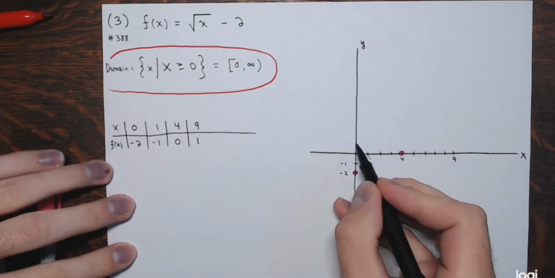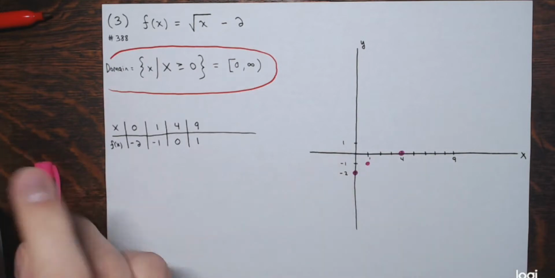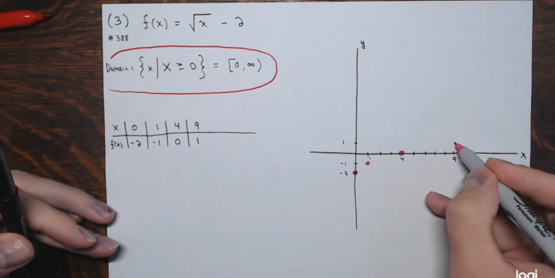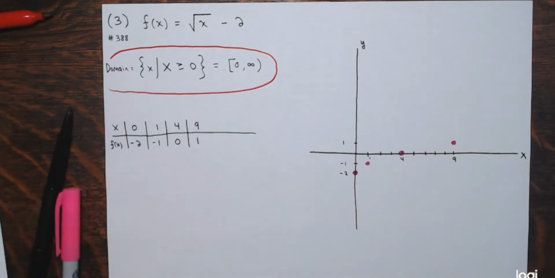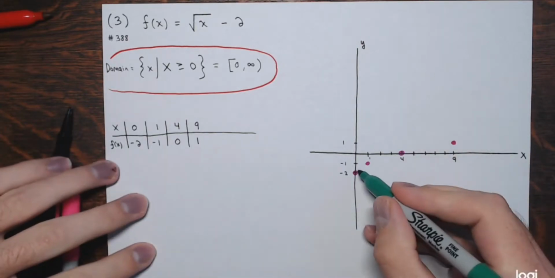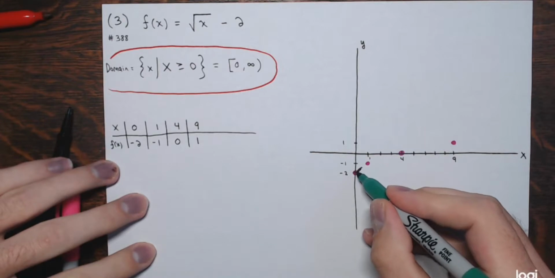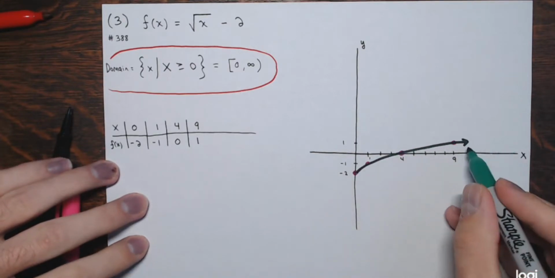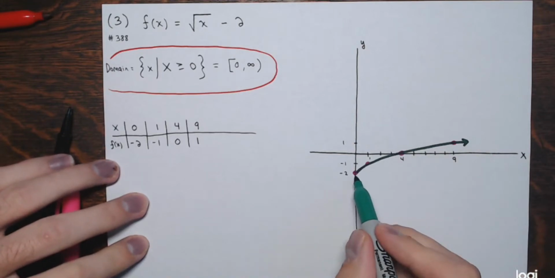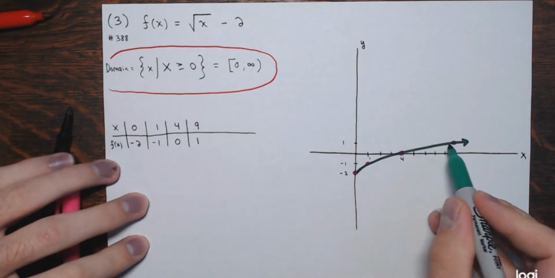So input 9, output 1. All right, and you see it's very similar to the other square root functions I've been drawing for questions 1 and 2. It's just this kind of a half parabola thing again, opening this way, going up forever, starting at the point (0, -2), and going up and up and up as I go to the right.